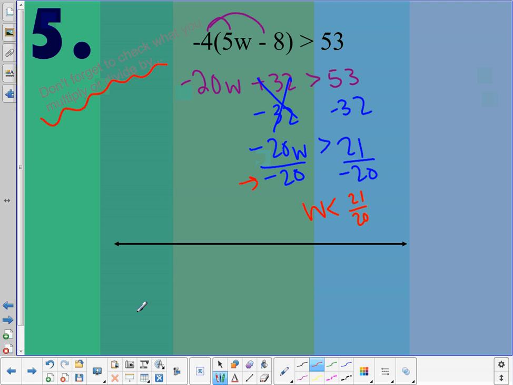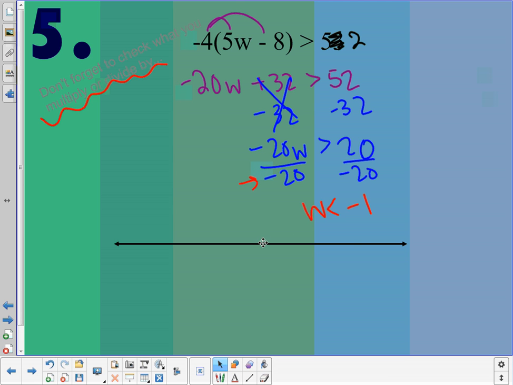And you know what? I just noticed that this is actually supposed to be 52, which is why that worked out the way that it did. So on your notes sheet, if you check your notes sheet, this should look like a 52, not a 53. And I think that's what it says on your notes sheet. So this would have been 52. This gives you 20 divided by negative 20, which then gives you a negative 1. I still have to flip the symbol because I'm dividing by a negative. I have w is less than negative 1.